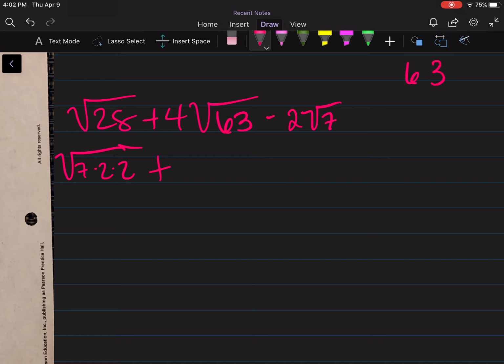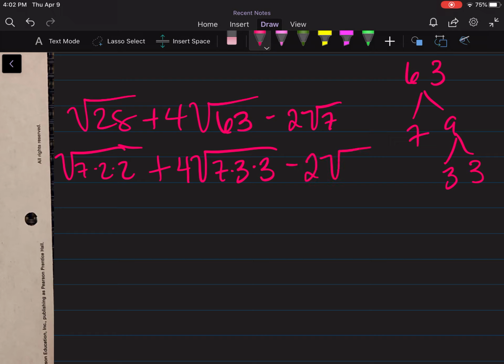63 divided by 7 is 9. So we get a 7 and a 9. And 9 will break down into 3 and 3. So we have 4 root 7 times 3 times 3 minus 2 root 7. We can't do anything with that 7, so we're going to leave it alone.